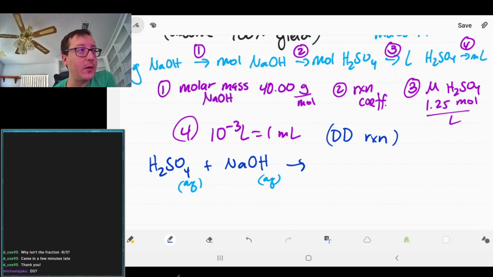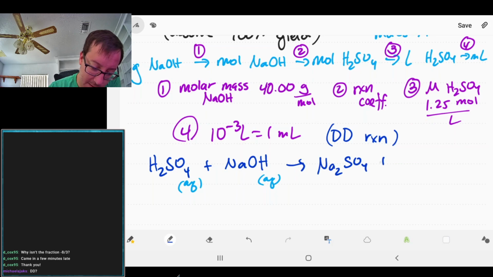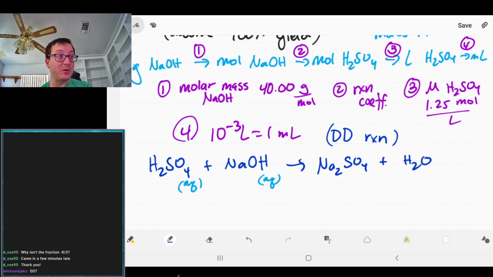Absolutely. So we know that we need to just split up our ions, and we'll go ahead and form the correct products. So we'll get, I'll just do it for us. This happens to be a neutralization reaction, right? We're producing water that's liquid.